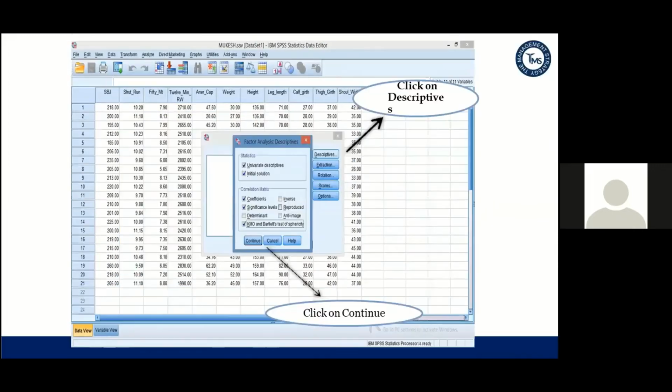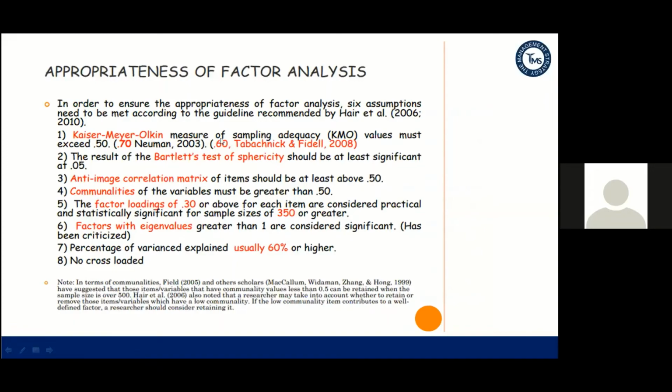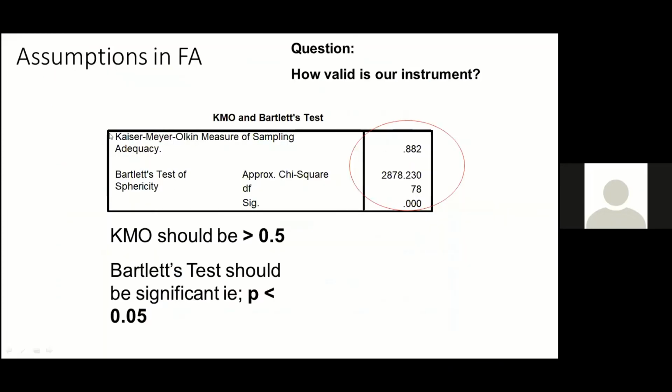The first step is this one. You can see the Kaiser-Meyer-Olkin measure of sampling adequacy. What does it mean? When we do factor analysis, our first step is to see this table. What this table is all about is KMO, and KMO means Kaiser-Meyer-Olkin. You can see here the red highlighted one is the Kaiser-Meyer-Olkin measure of sampling adequacy.